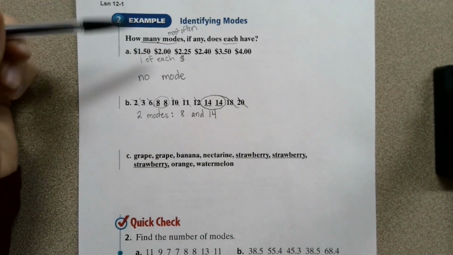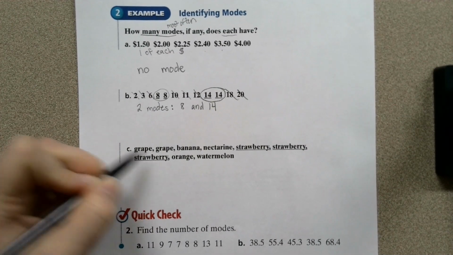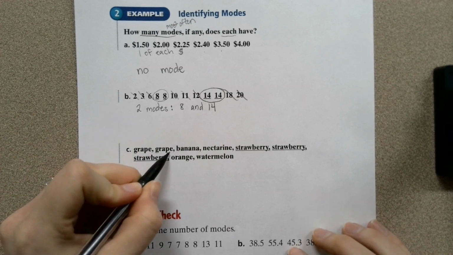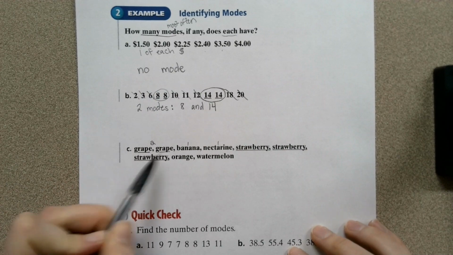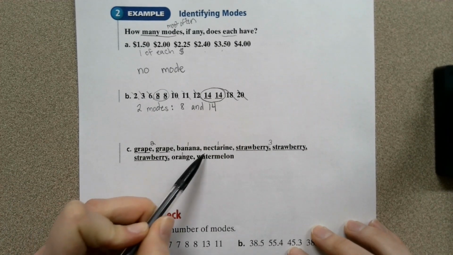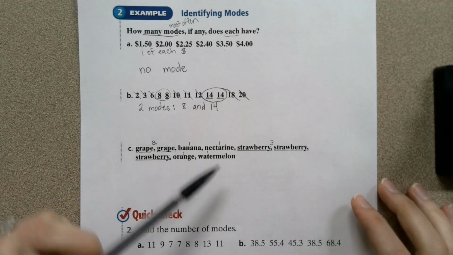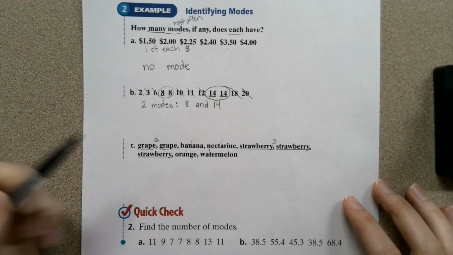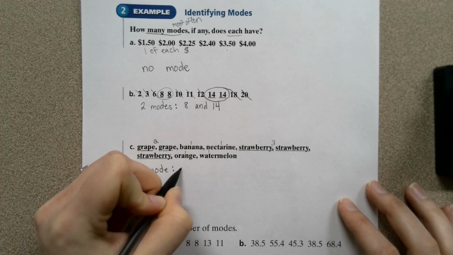The nice thing about modes is it doesn't have to be numbers that we're finding the mode for. It can be items instead. Again, it's nice when it's all organized by different item. We have 2 grapes, 1 banana, 1 nectarine, 3 strawberries, 1 orange, and 1 watermelon. We want to know which one appears the most often. It's not going to be any where only 1 appears. It's not going to be 2 because we have 3 strawberries. So in this case, we have 1 mode, and that mode is strawberry.